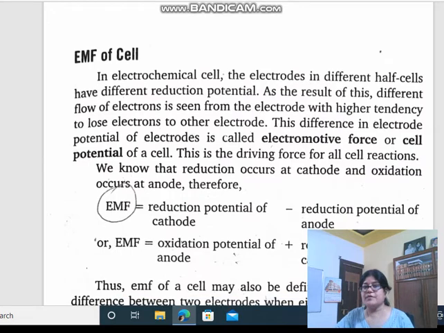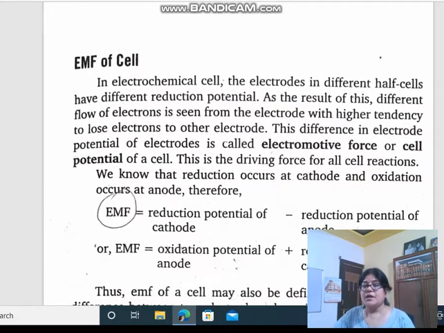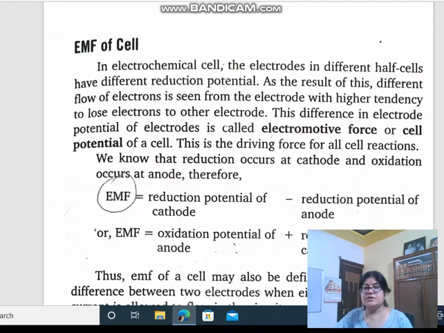What is the EMF of the cell? The full form of EMF is electromotive force. You can see over here, electromotive force, or we also call it the cell potential of a cell. Now let's go through it thoroughly. In an electrochemical cell, the electrodes in different half cells have different reduction potentials. For example, in a galvanic cell we have two different metal electrodes, so they have different potentials.